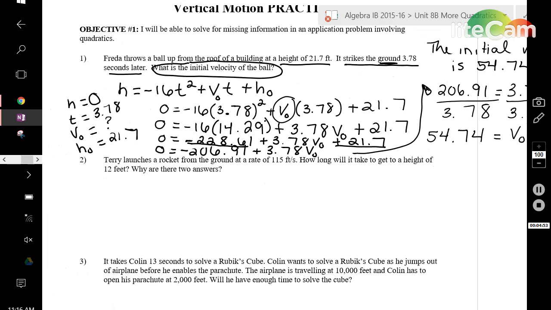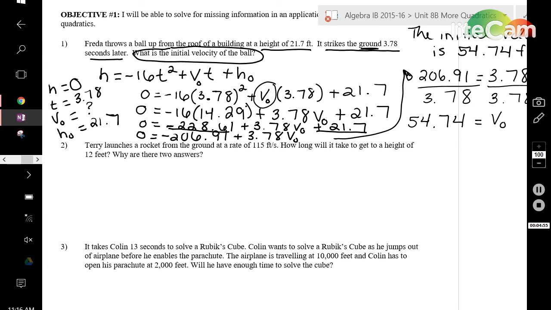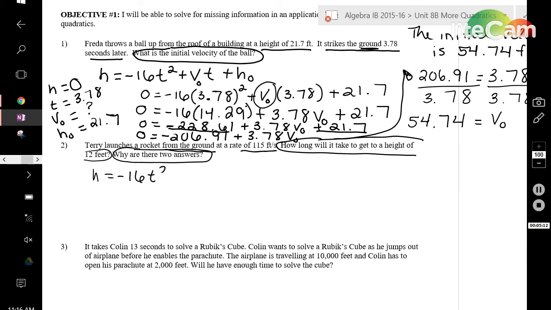The second question on the practice says Terry launches a rocket from the ground at a rate of 115 feet per second. It's asking how long will it take to get to a height of 12 feet. And then it also wants to know why there's two answers. So if I write my original equation, which again is given to you, you just have to know what each variable represents.